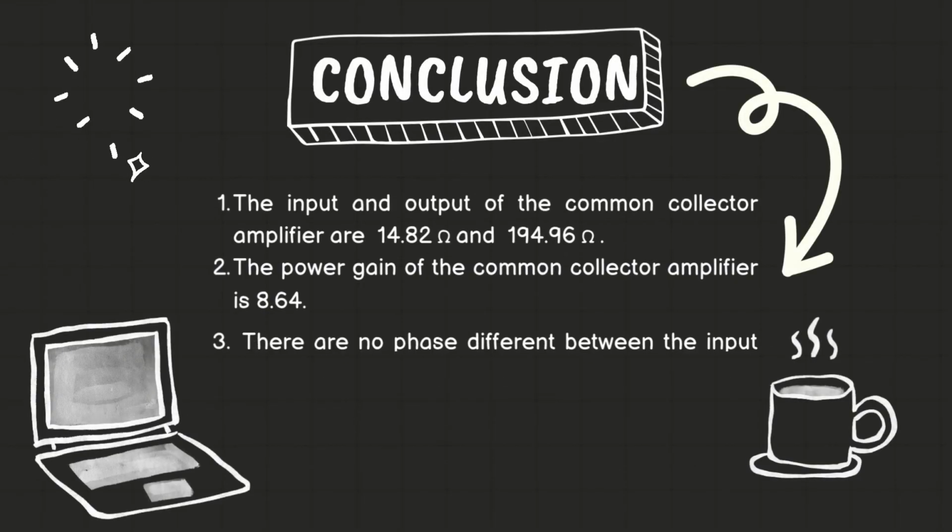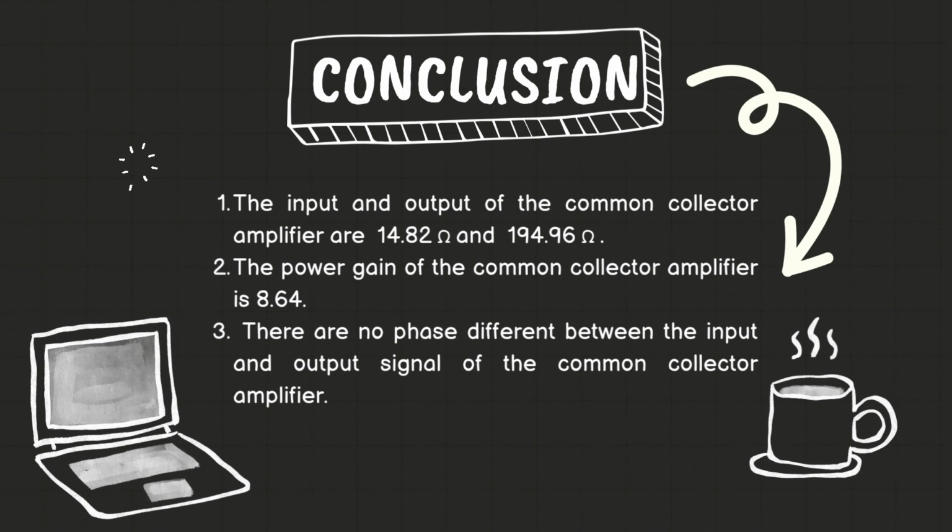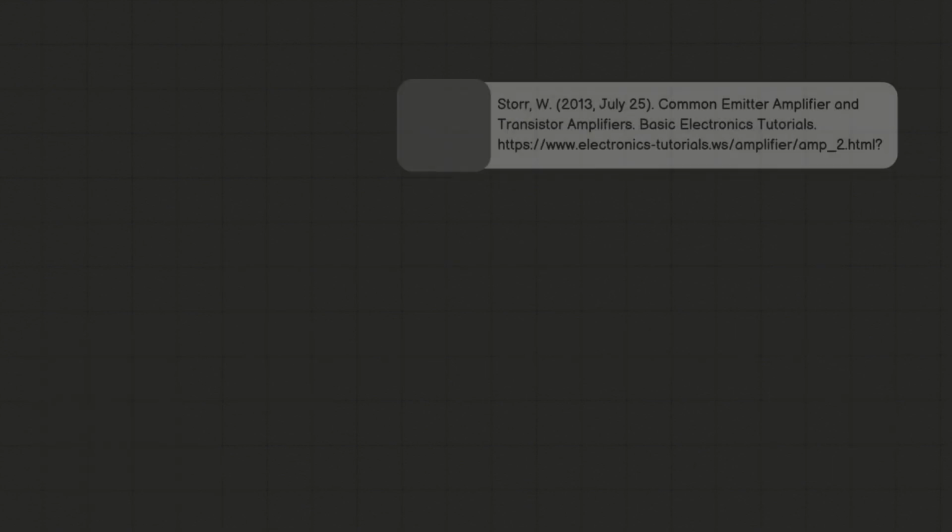The conclusion: the output and input impedance of the common collector amplifier are 14.82 ohm and 194.96 ohm. Next, the power gain of the common collector amplifier is 8.64. Last, there is no phase difference between the input and output signal of the common collector amplifier.